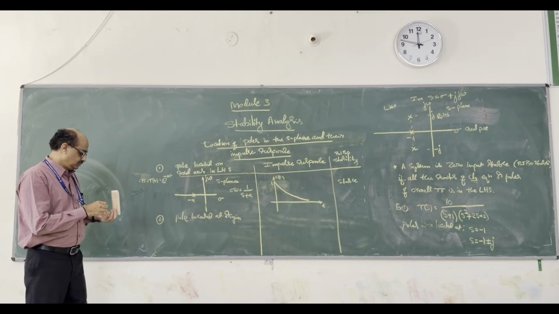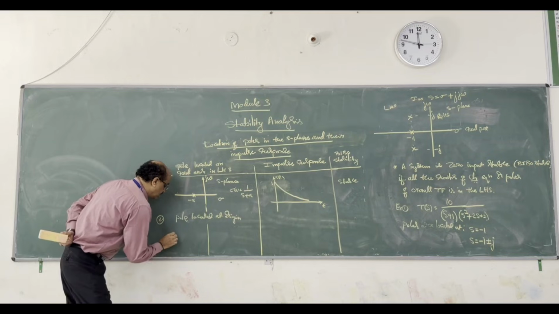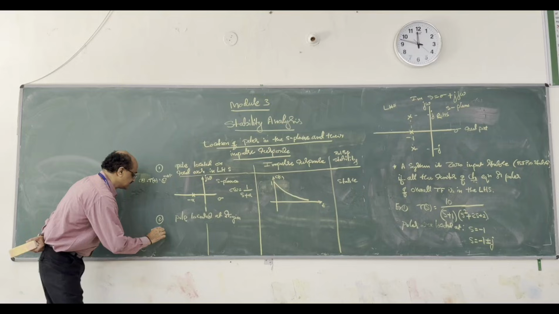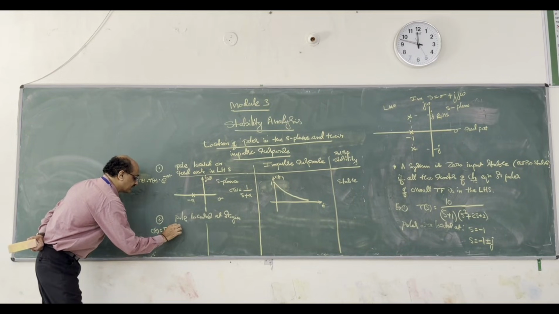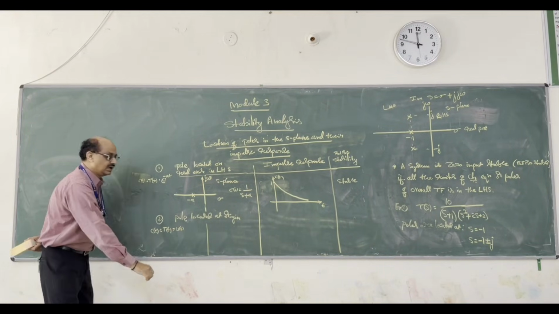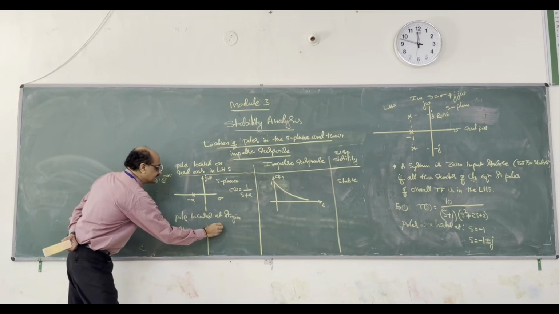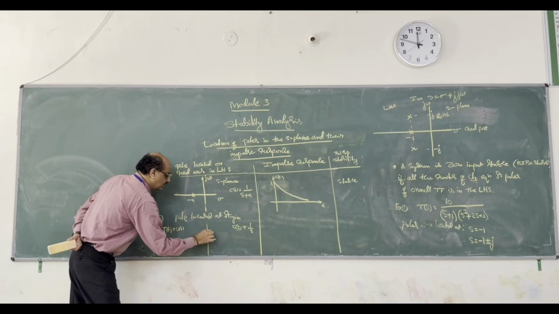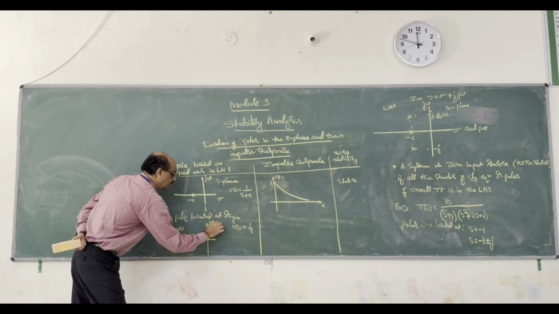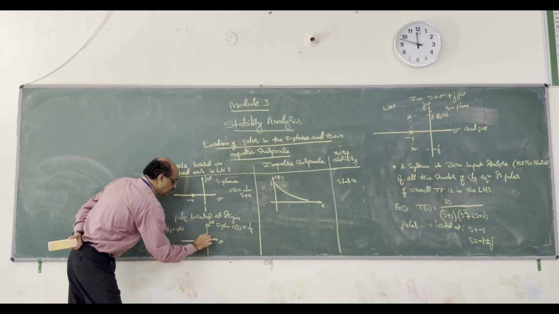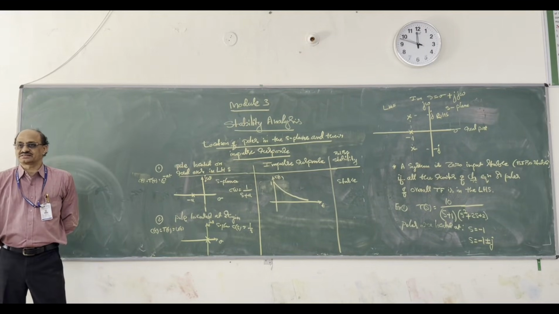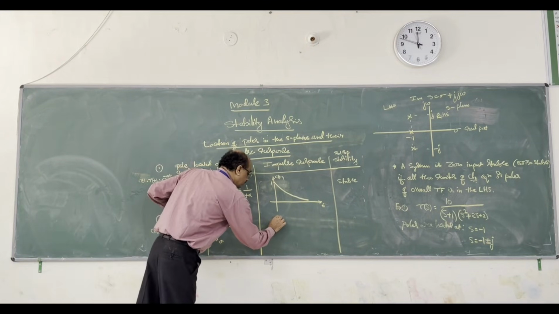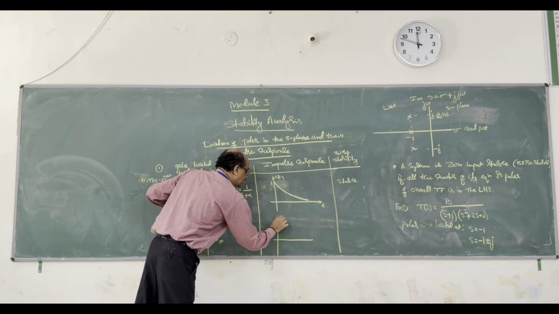Pole located at origin. That means we can see that the impulse response is c(t) = u(t). If this is the nature of the response, then C(s) is 1 over s. Now I look at the location in the s plane, with j omega and sigma axes. It is located at the origin, s equal to 0, pole at s equal to 0, but the response c(t) is this.